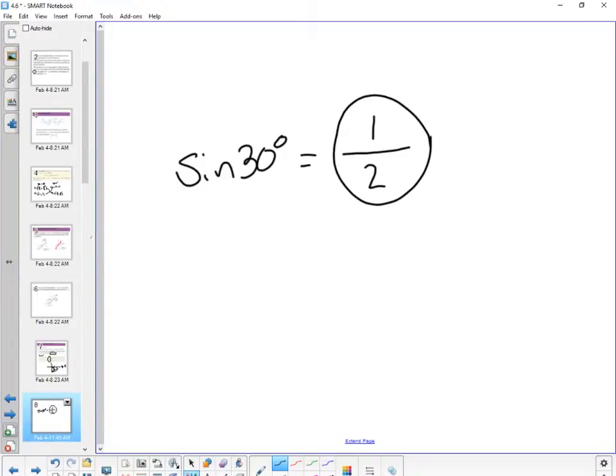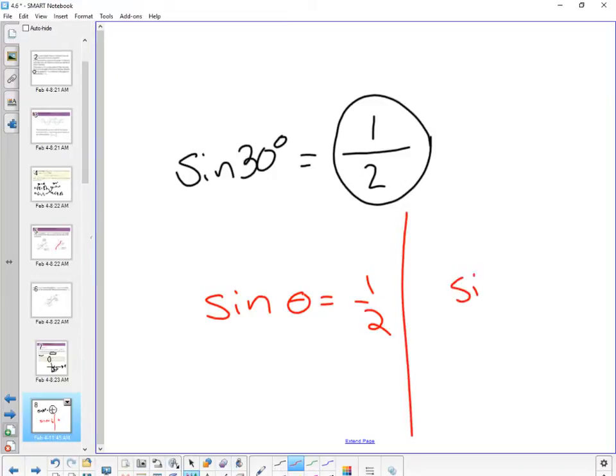What if I said, hey, you know what? I know that sine theta is 1/2. What is theta? 30. You could do that, right? Well, that's not how we ask the question. We say this. We'll ask like this instead of like that.